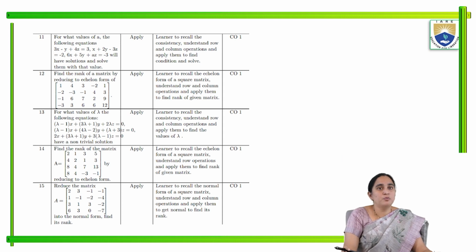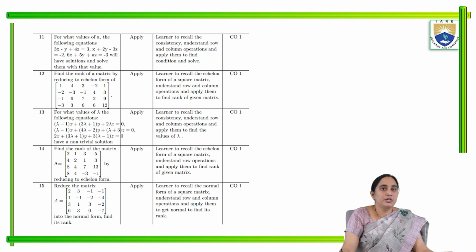And the next one, the 14th one. Find the rank of the matrix A, which is also a 4 by 4 matrix, by reducing to echelon form. Echelon form: this is a square matrix. For a square matrix, the easiest way to reduce it to echelon form is to make the entries below the diagonal zeros with respect to the row operations. After that, the number of non-zero rows is equal to the rank of the matrix.